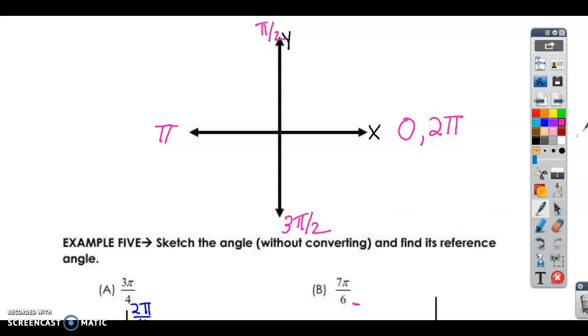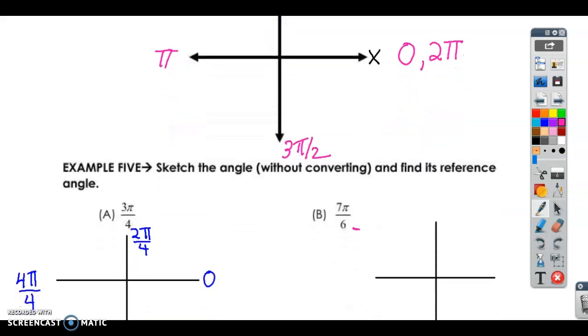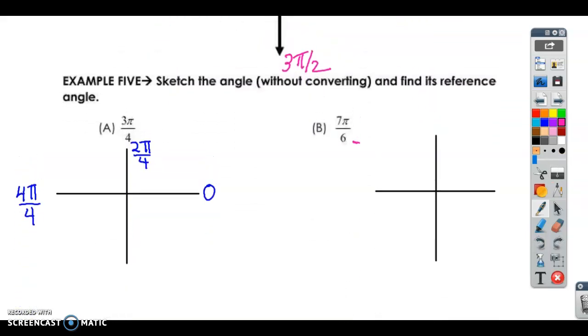Now sometimes we have to count not in halves, with 2 as our denominator. Sometimes we need to count in fourths or sixths, because I need to sketch this angle, 3 pi over 4, without converting. So I'm going to go ahead and try that. Well, we know that halfway around the circle is pi. I'm counting in fourths, so that's equal to 4 pi over 4. That means 90 degrees is 2 pi over 4, because that's the same as pi over 2. Where is 3 pi over 4? 1 pi over 4, 2 pi over 4, 3 pi over 4, right there.